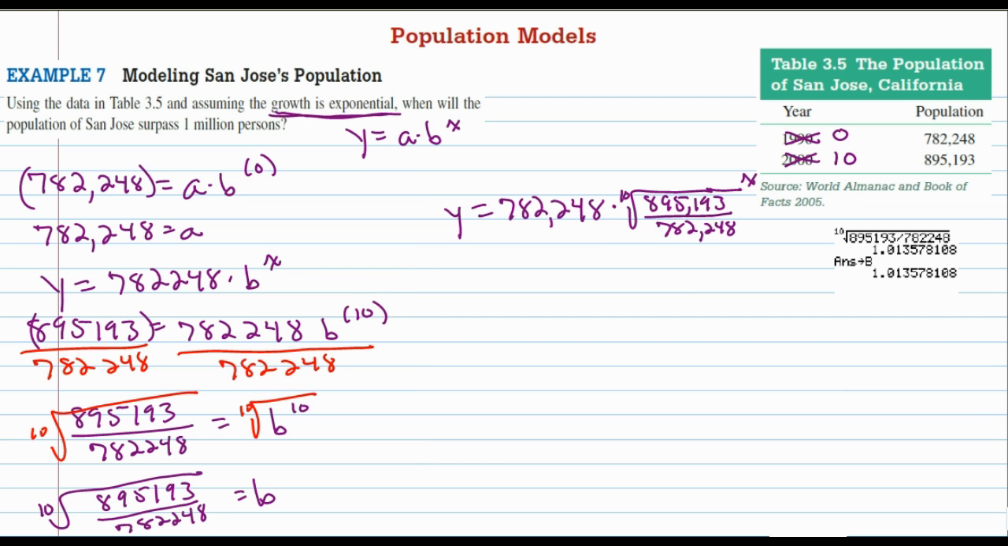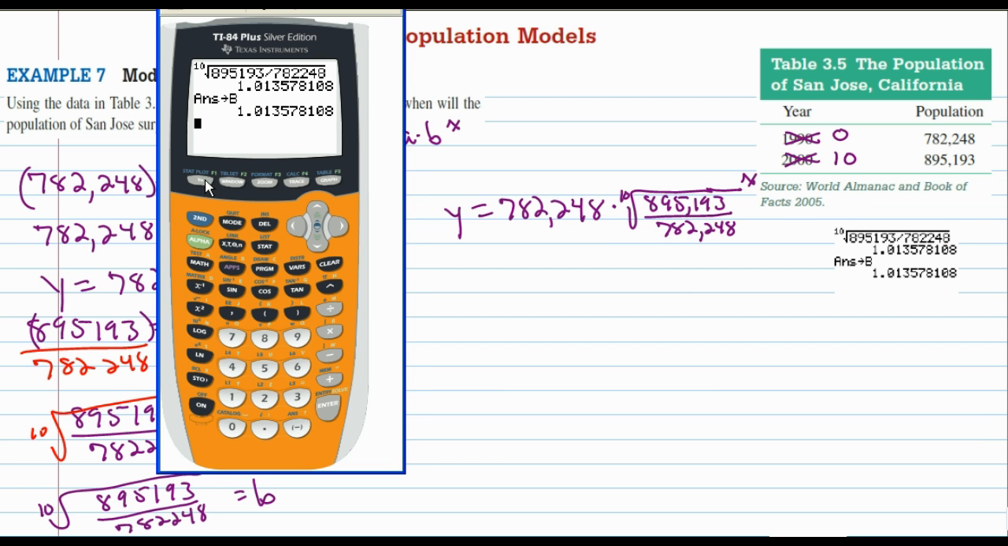So now if I go back to my y equals, I can put in 782,248 times actually alpha b to the x, because your calculator has memorized alpha b as that value.